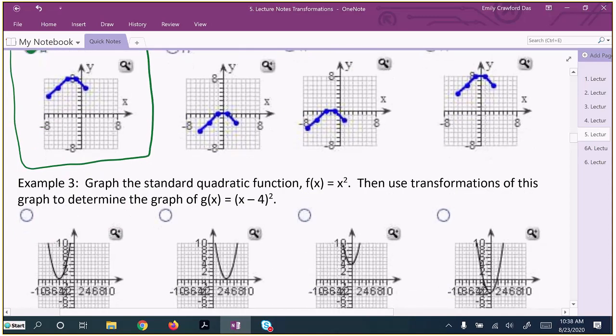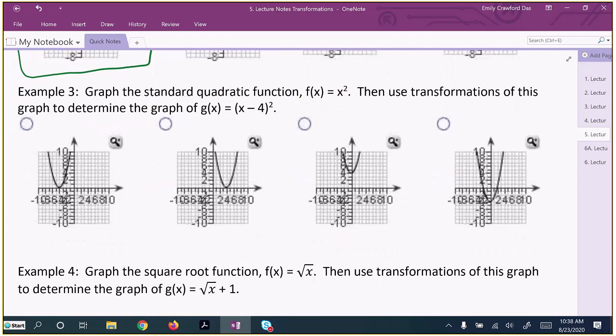Okay, let's see another example. Graph the standard quadratic function x squared, then use transformations of this graph to determine the graph of g of x equal to x minus 4 squared. So we're going to remember, I'm just going to, very small off to the side here, draw our coordinate axes and remember that our parent graph of x squared looks like a parabola that's sitting on the origin.